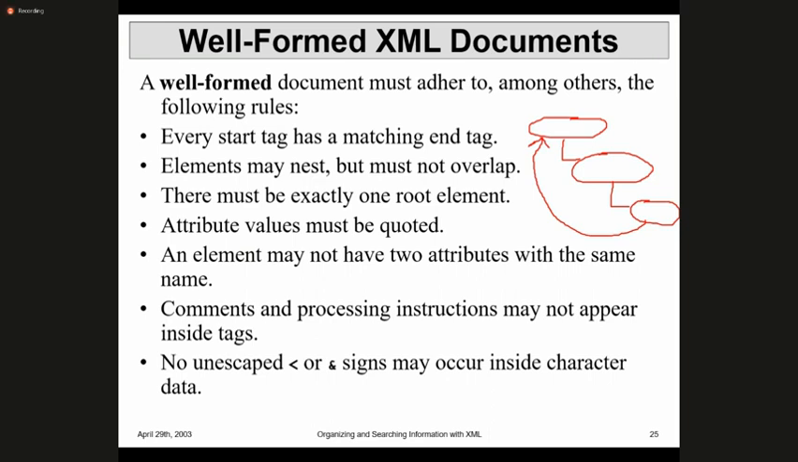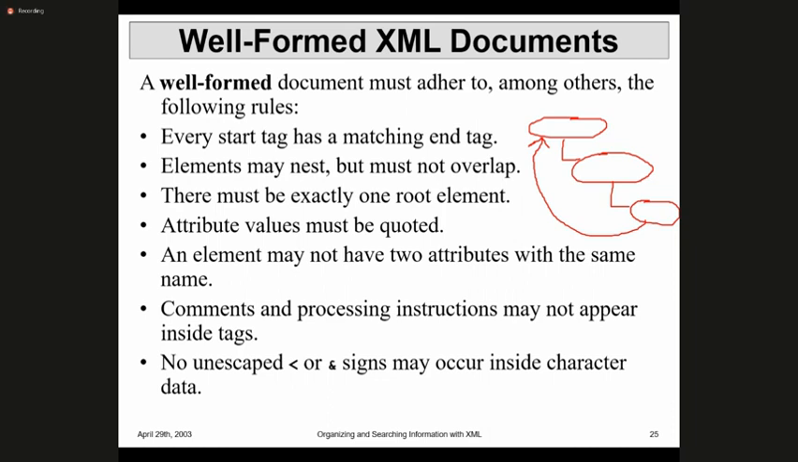We discussed this earlier. Attribute values must be quoted, right? Attributes have two conventions. One is name and the other one is value. When you're defining the value of the attribute, that should definitely be quoted, either double quoted or single quoted. An element may not have two attributes with the same name. That also I discussed earlier. You can't duplicate the same attribute again and again inside the same element.